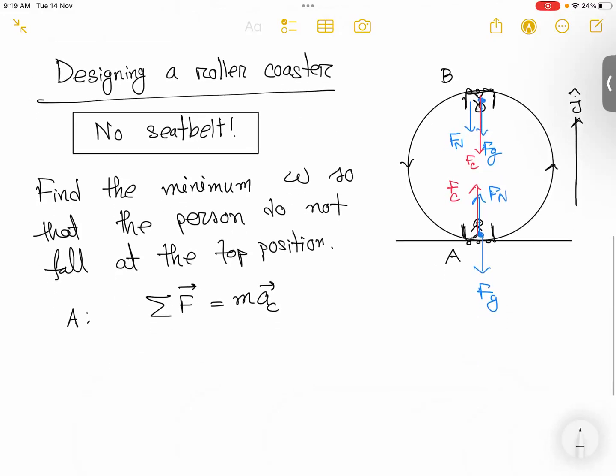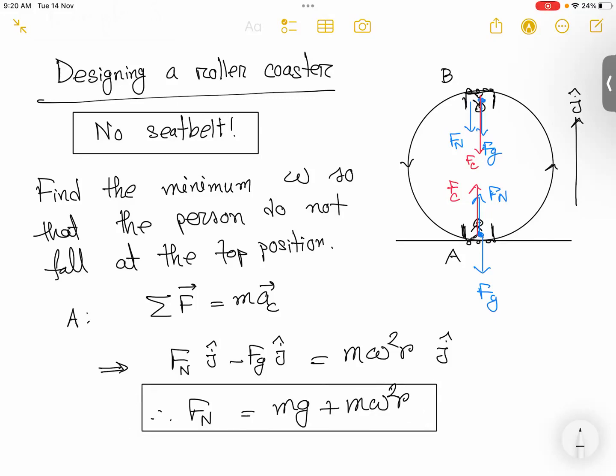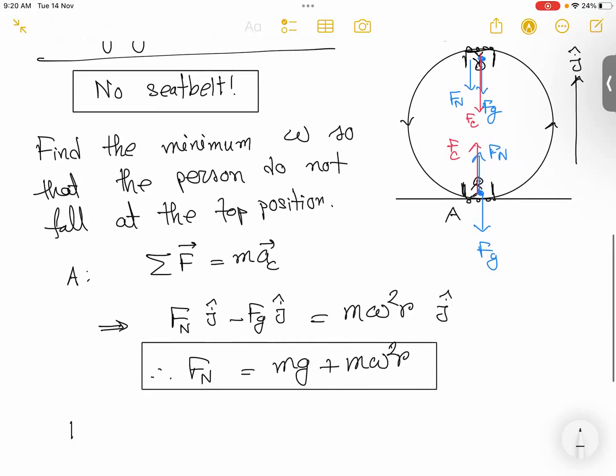So at point A, all the forces will give rise to the centripetal force. So the sum over all the forces will be mass times centripetal acceleration. So we'll write Fn j hat minus Fg j hat. That will be mass times acceleration. Acceleration is omega square r, and the direction is also j hat. So the normal force will be mg plus m omega square r. Okay, that's the result that you find from here. So the normal reaction force is greater than mg at the bottom point.